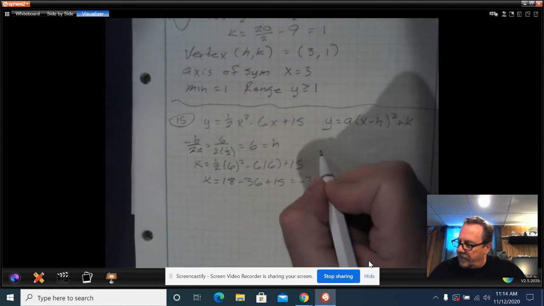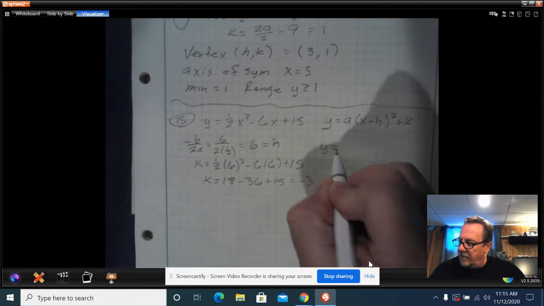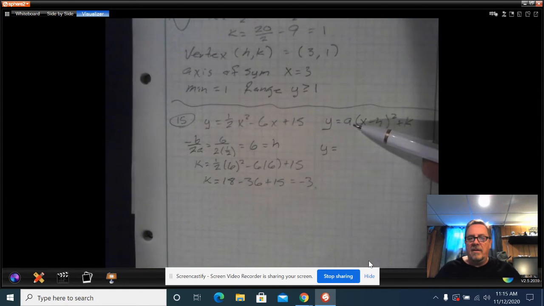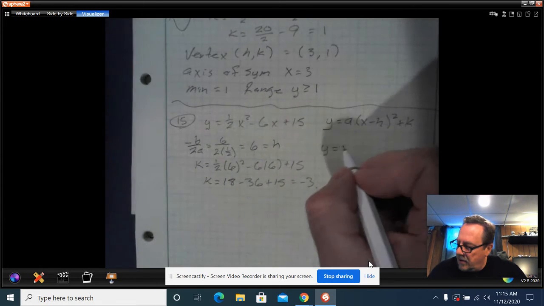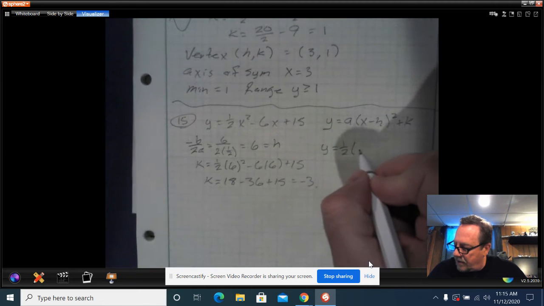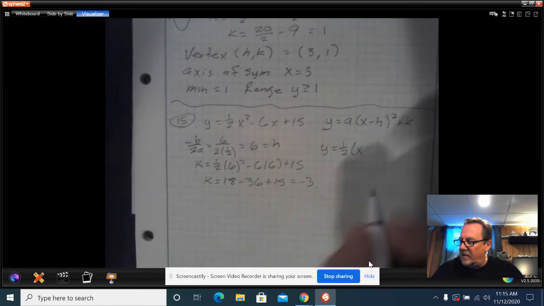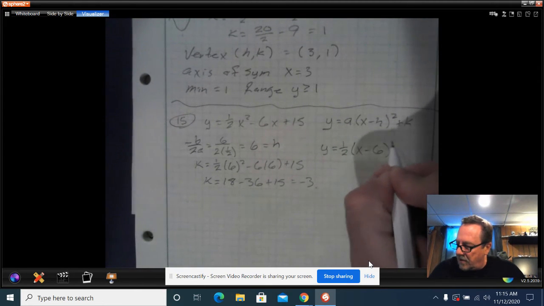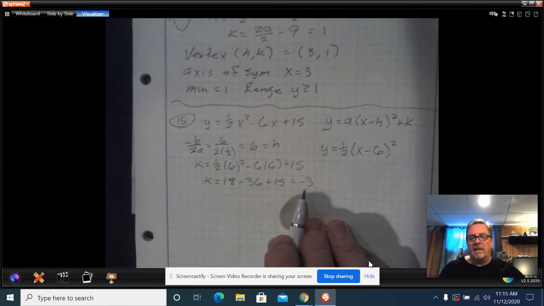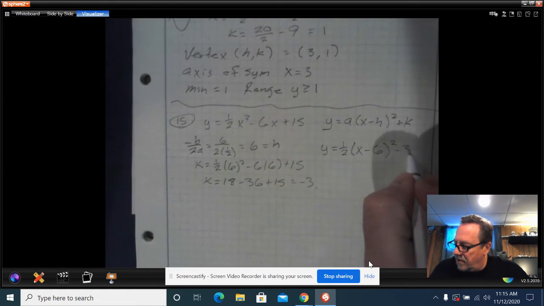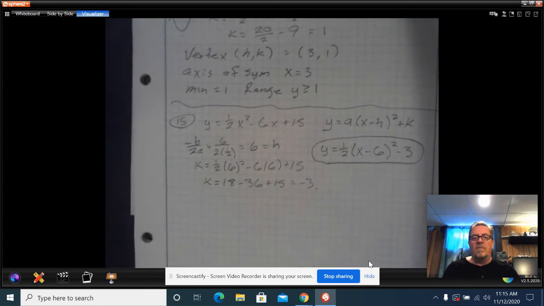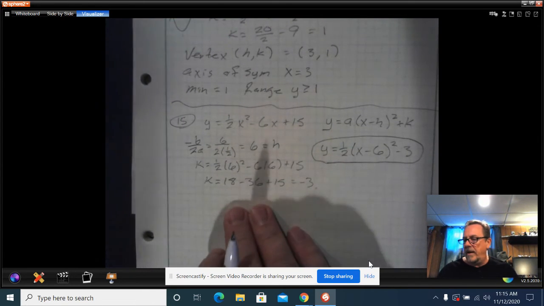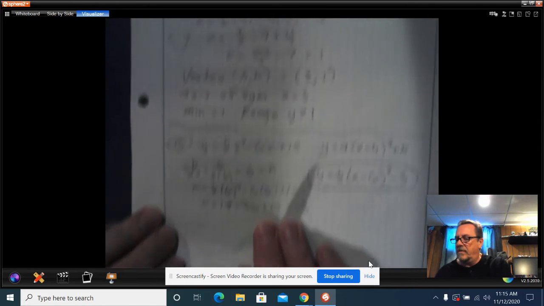So if we were going to write this in vertex form, the a is the same as the a was here. It's 1/2. So that's 1/2 of x. Our h was 6, so x minus 6 quantity squared, and then plus negative 3, or just minus 3. So here's our vertex form for that one. Okay, that's 12. We still got to look at 15, 18, and 20.